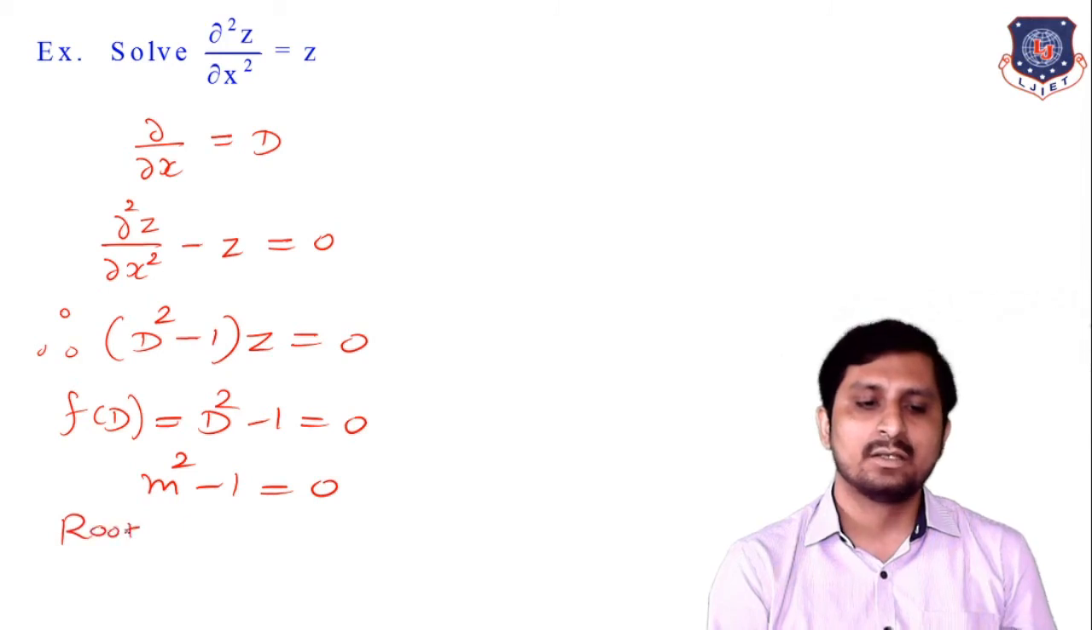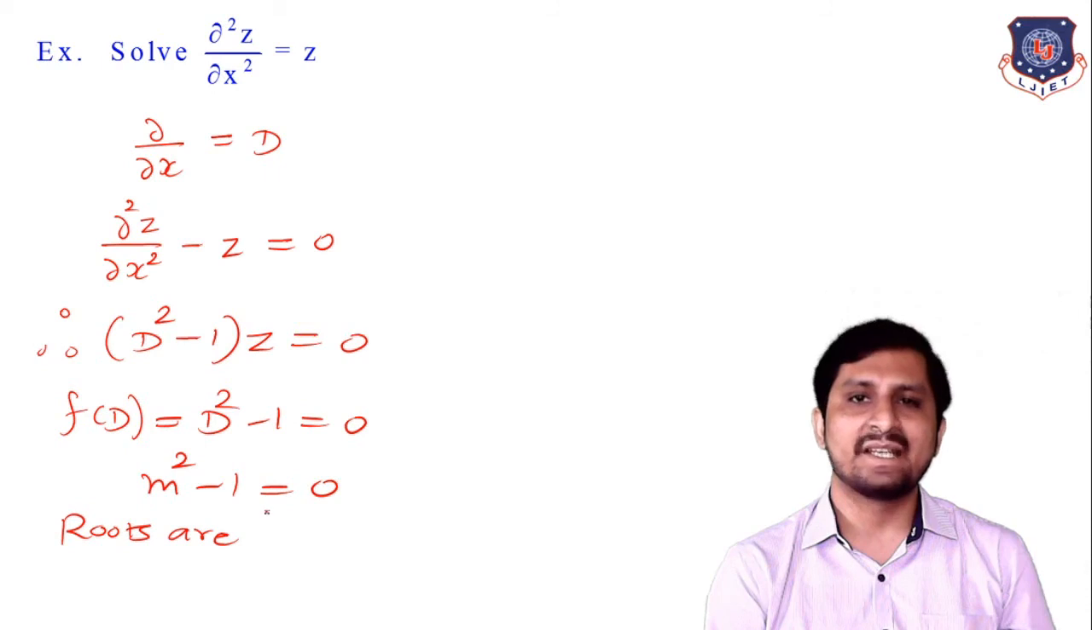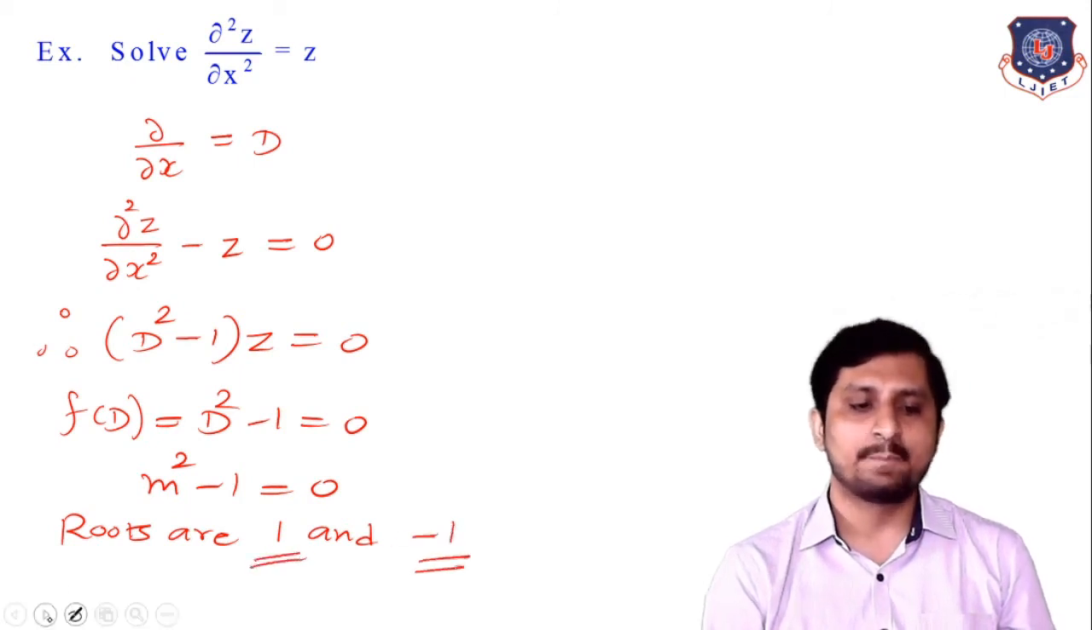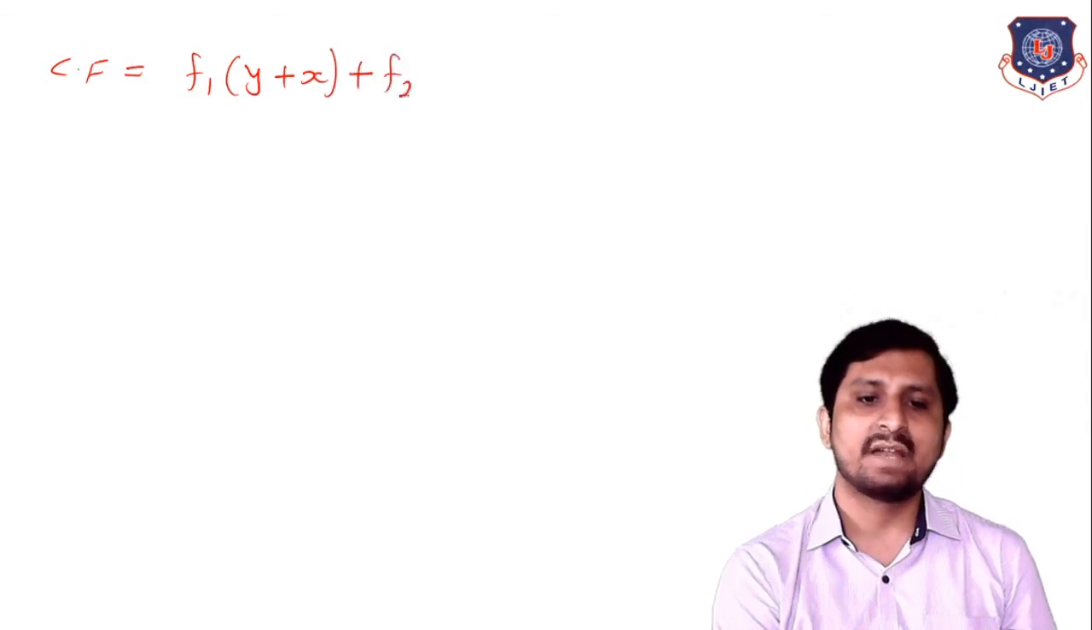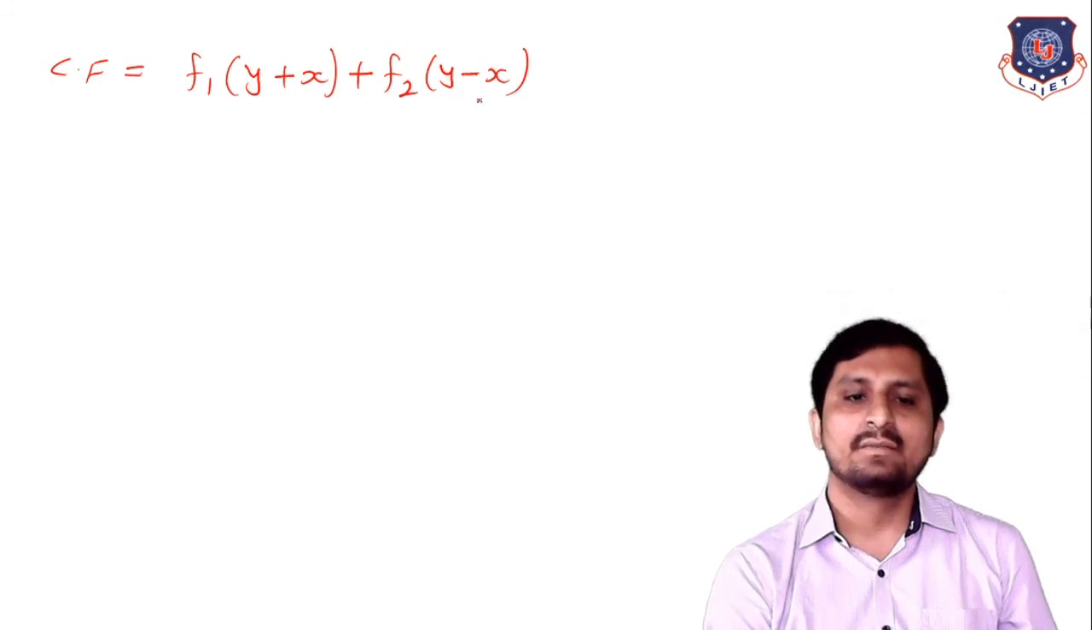So the roots are 1 and minus 1, because m square minus 1 can be written as (m minus 1) into (m plus 1). So both are different roots. So apply case 1. That's why the complementary function is f1(y + m1x). But what is m1? m1 is 1. So f1(y + x) plus f2(y minus x).